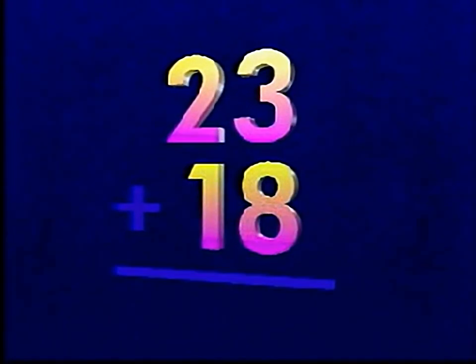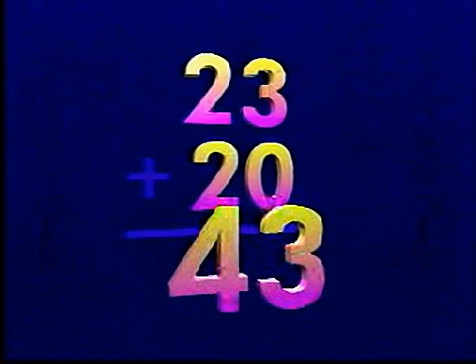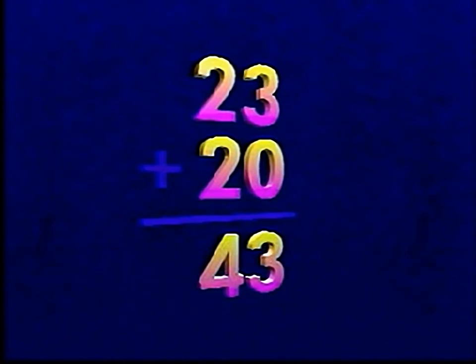Here's another. 23 plus 18. Is there a number close to an even 10? Well, yes, 18 can be increased by 2 to make it 20. 20 plus 23 is 43. Now readjust the answer. Decrease it by 2 to make it 41.